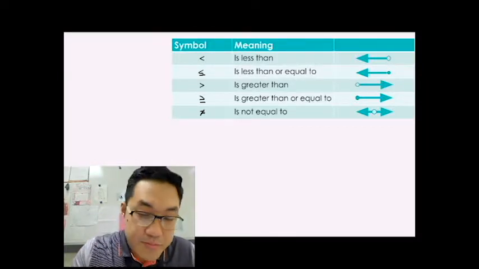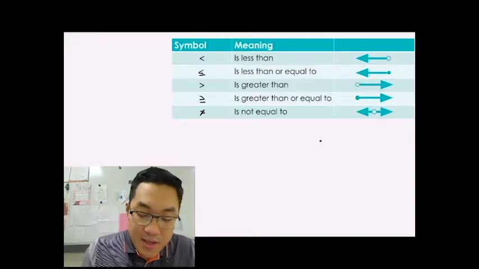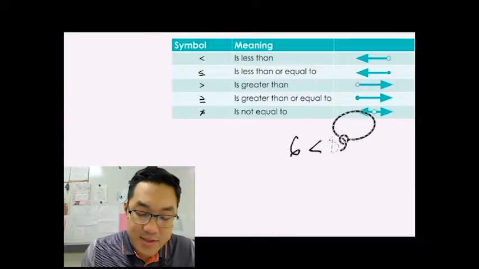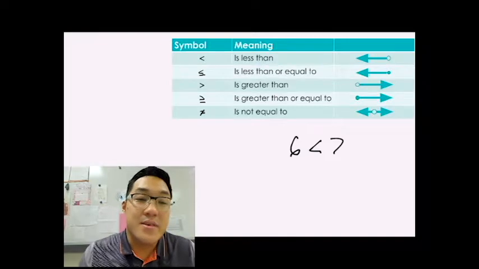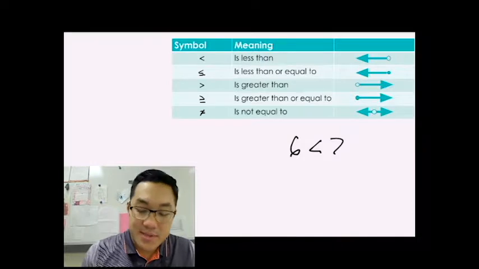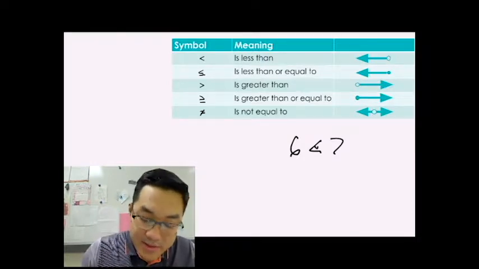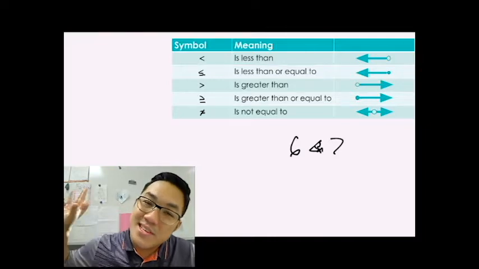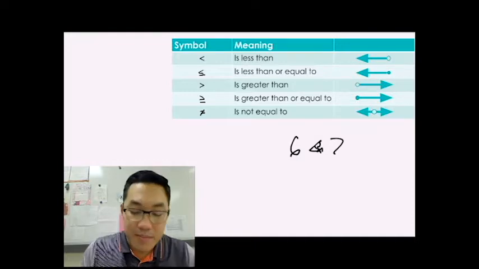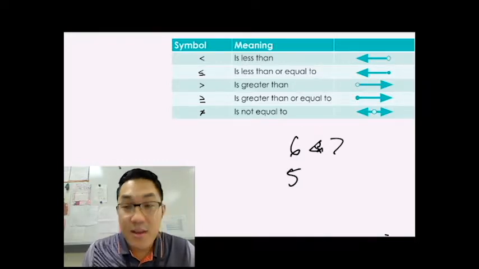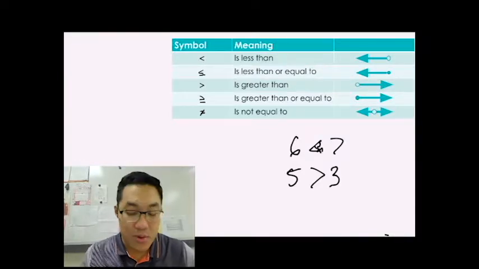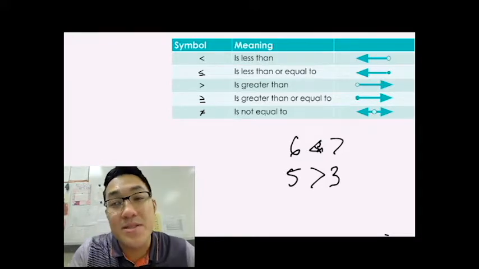First off, if you don't remember the direction, 6 is less than 7, and the symbol opens up towards the 7. If I imagine these are like alligator teeth, the alligator wants to eat the 7, so it opens towards the 7. The 7 is the bigger number, so it's going to eat the bigger meal. Vice versa, 5 is greater than 3, so the mouth opens towards the 5 because the 5 is the bigger number.